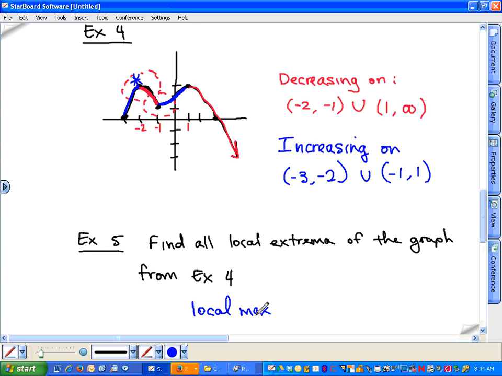Now the maximum value is the y value at which that occurs. So considering that point, what's the y value of that point? 3. So we would say the local max is 3, but now we have to state the x value at which it occurs. So the local max is 3 when x equals -2. What about 1? Now, you do notice right across the y-axis, isn't there another local max of 3 right here? But it has a different x value. So the local max is 3 when x equals -2 and when x equals +1. So we have two local maximums.